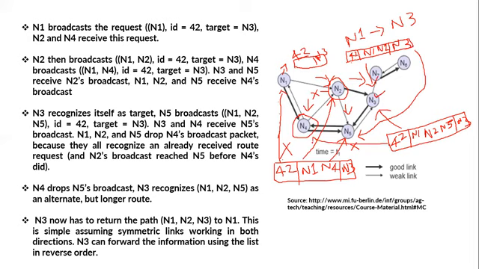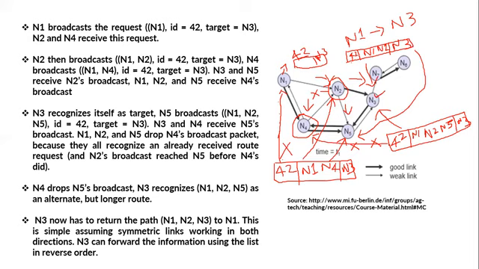this to N4. Okay. Now when this packet reaches N4, N4 will check whether it's a duplicate packet. Yes, it's a duplicate packet. Already it has received a packet with ID 42 from N1. So N4 will just drop this.